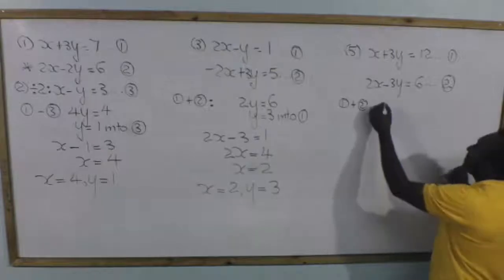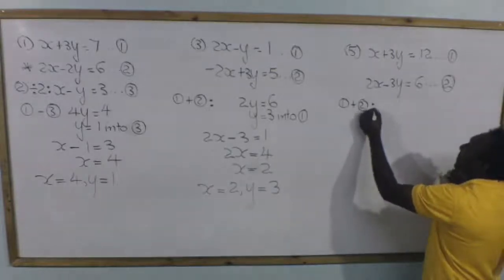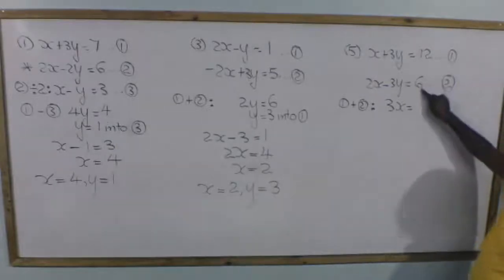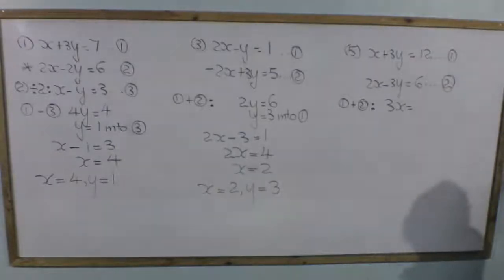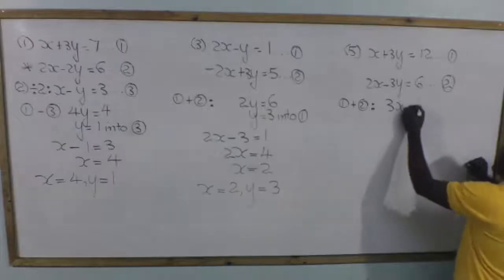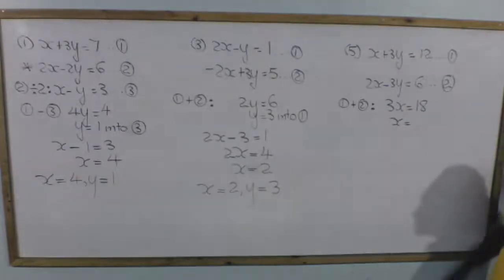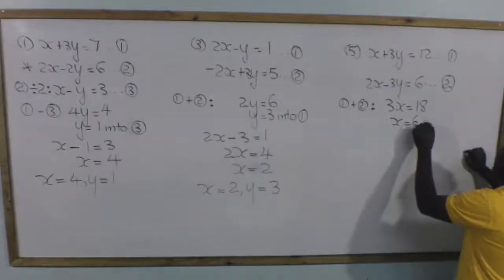And what is x plus 2x? X plus 2x is 3x. So we're going to have 3x there. And then we'll have 12 plus 6. And what is that equal to? 18. Therefore, x is equal to? 6. X is equal to 6.